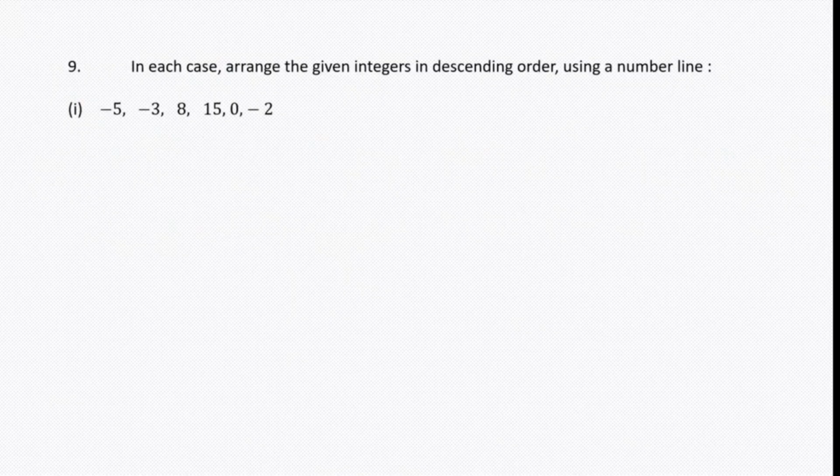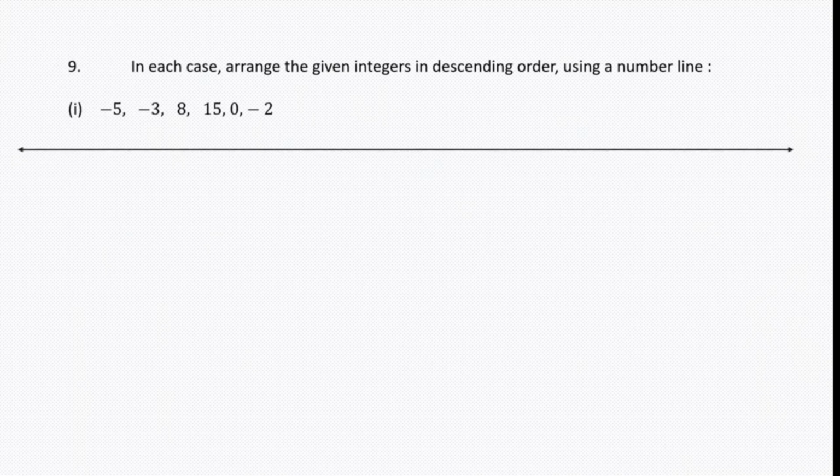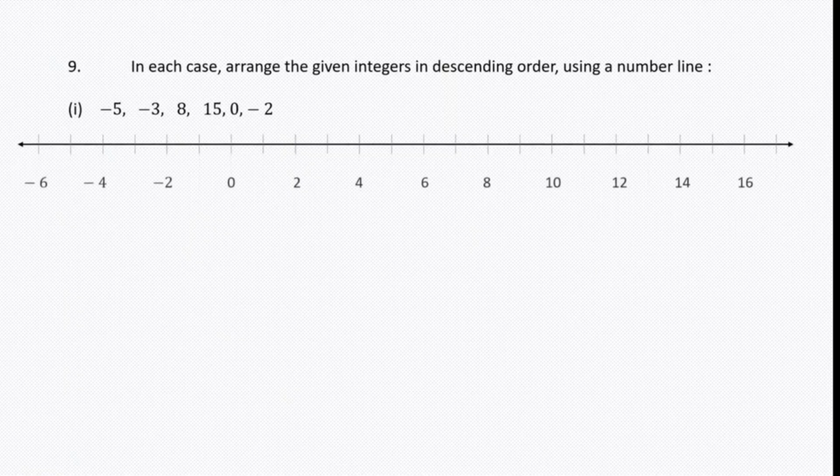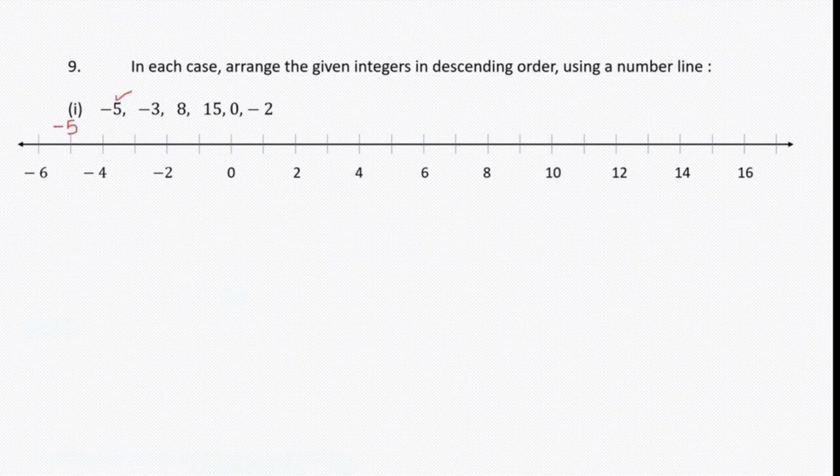In each case, arrange the given integers in descending order using a number line. Now it's descending, from big to small. So number line, mark everything, put your numbers. Let's get the numbers in order. Minus 5 is here. Minus 3, 8 is on the right side. 15 is also on the right side. It's between 14 and 16. 0 is here. Minus 2 is on the left side.